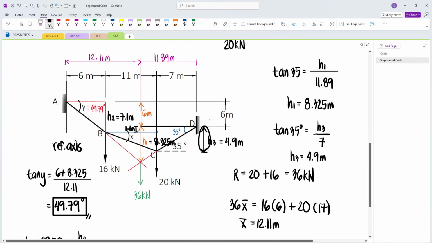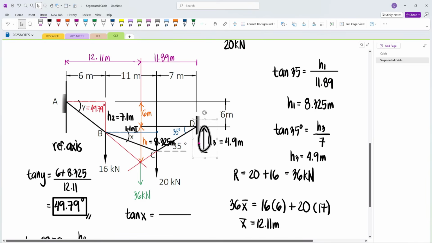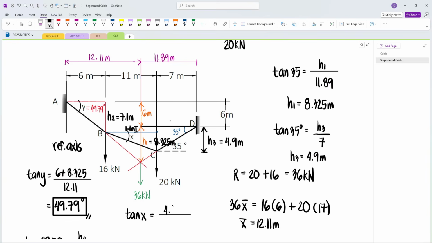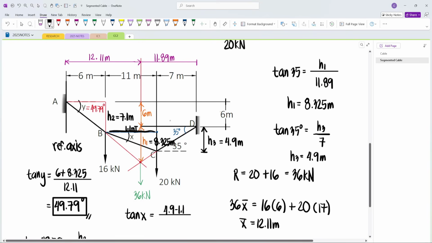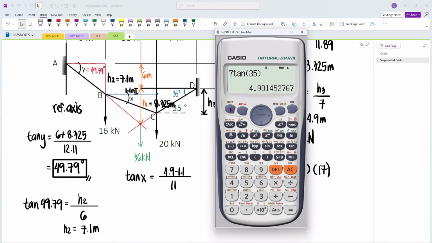Ayan. So, using the tangent function, we can solve the angle X. Tangent of X degrees would be equal to opposite. Again, the opposite side is 4.9 minus 1.1. Then, yung adjacent niya is this one, 11 meters. Divided by 11. So, arctangent of 4.9 minus 1.1, then divide natin by 11. So, press equals, we have 19.06.